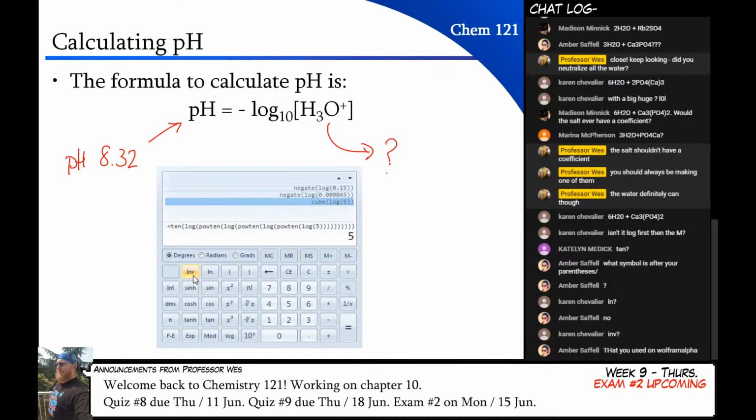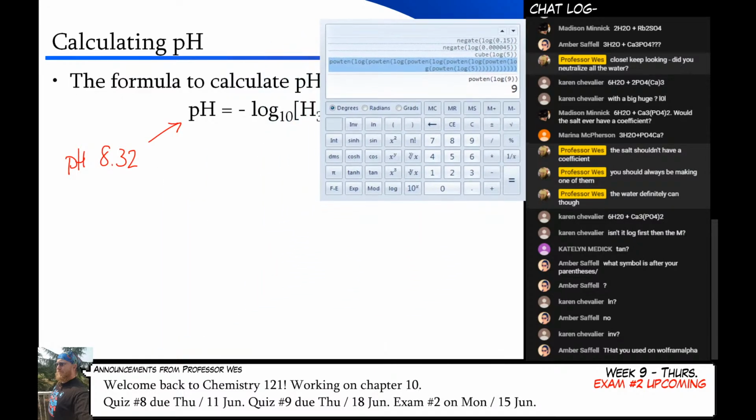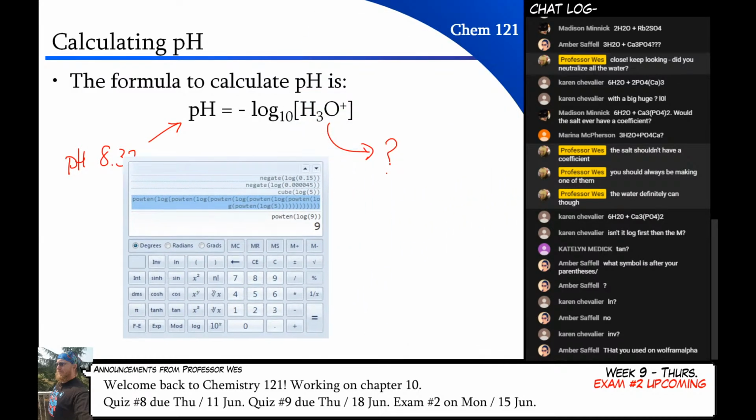Inverse is actually to the -1, so it's not. But notice how when I log something and then I take 10 to the power of that number, I get my number back. I can do this with any number I want to. So if I log 9 and then take 10 to this number, I get 9 back. So the inverse of... Oops, I can't move it there. That's not going to help me. I don't really know where to put this right now.